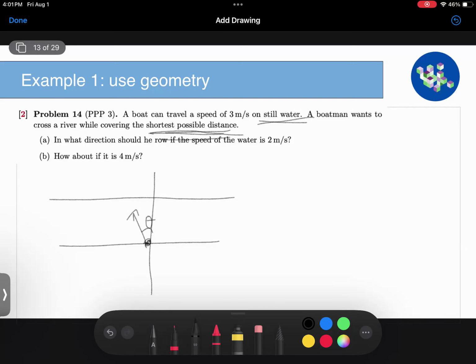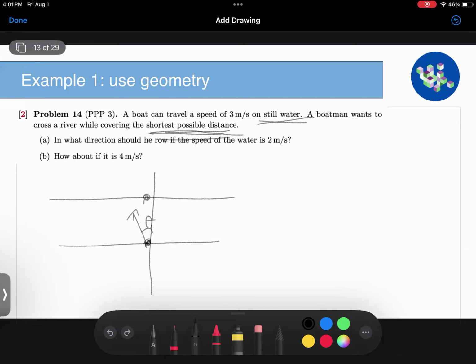Because if you're just going from here to directly opposite of wherever you are, you're of course minimizing the distance. If your velocity vector is pointing this direction, then the total distance you're traveling is going to be from there all the way there, and that's obviously a really long distance. So we want to make the net velocity vector as direct as possible.